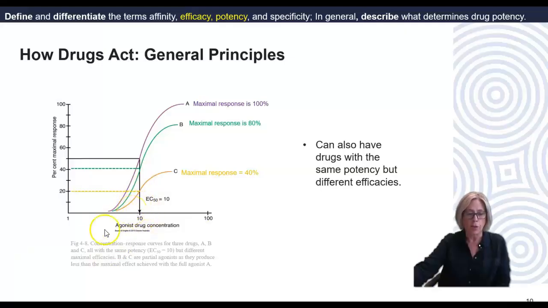line across here where it intersects with the purple curve and come down to the x-axis, you get a drug concentration of 10, okay? Now, we can see for the green curve, it's 80%. So 50% of 80 is 40. So again, we draw a line across to the green curve, bring it down, and we get 10 again. And this little one down here only can reach 40%. 50% of 40 is 20. So again, we get a drug concentration of 10. So in this case, you're looking at these dose response curves, or these concentration response curves, for three drugs with the same potency but different efficacies.